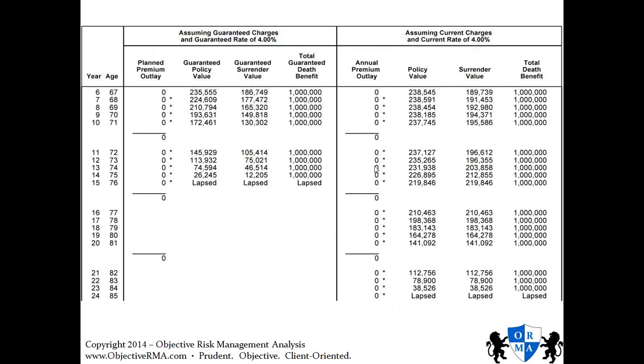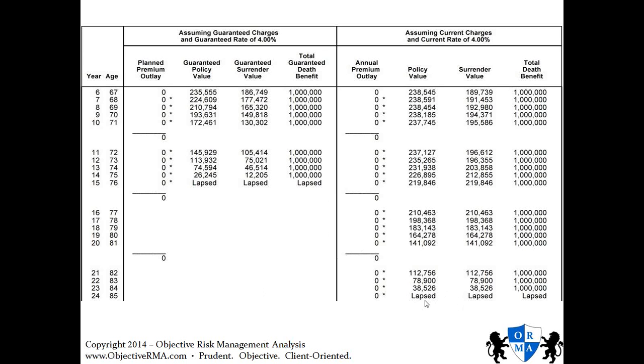On the non-guaranteed side, with current insurance charges, and right now the current rate is the minimum, you're looking at a policy that's going to lapse at age 85. So to the spirit of the example, the client requested the coverage be enforced to age 90, and clearly we're coming up shorter than that.